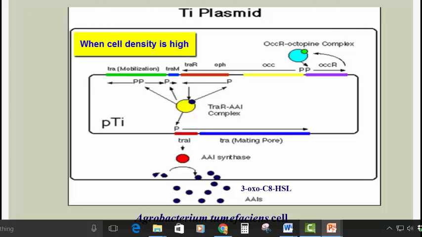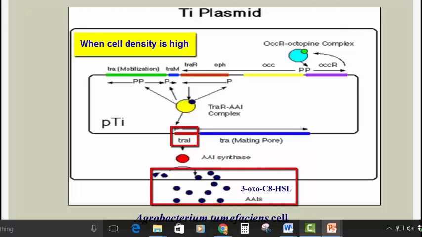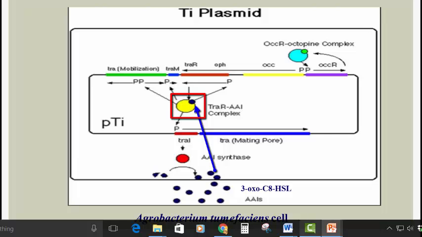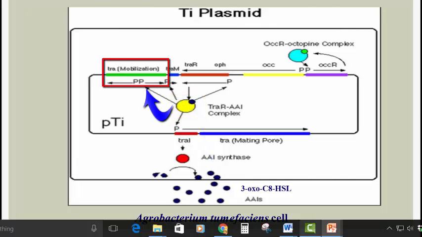When the density of Agrobacterium tumefaciens is sufficiently high, the transfer of the T-DNA is stimulated by bacterial quorum sensing called the TraR-TraI quorum sensing. TraI synthesizes the 3-oxo-C8-HSL signaling molecule. The signaling molecules diffuse out of the cell. When a high concentration of signaling molecules is reached, they diffuse back into the cell. The signaling molecule binds and activates TraR and triggers transcription of tra genes.